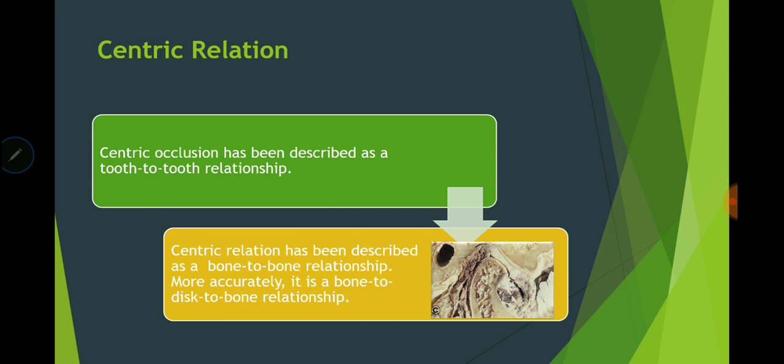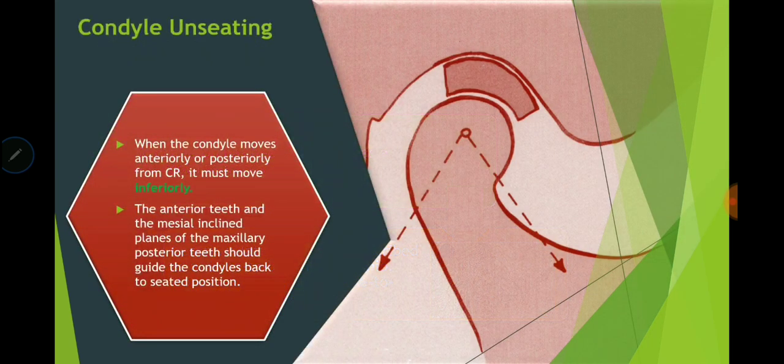Centric occlusion has been described as a tooth-to-tooth relationship. Remember, centric relation is a bone-to-bone relationship, and centric occlusion is a tooth-to-tooth relationship. If they ask you centric occlusion versus centric relation, you have to know that one of them is tooth-to-tooth and the other is bone-to-bone. Nice and self-explanatory.